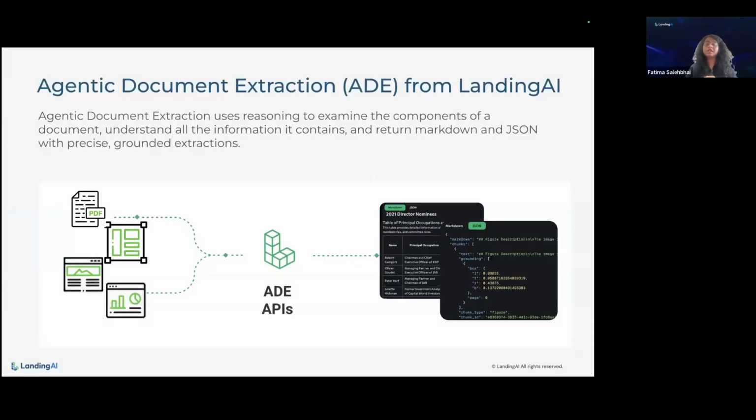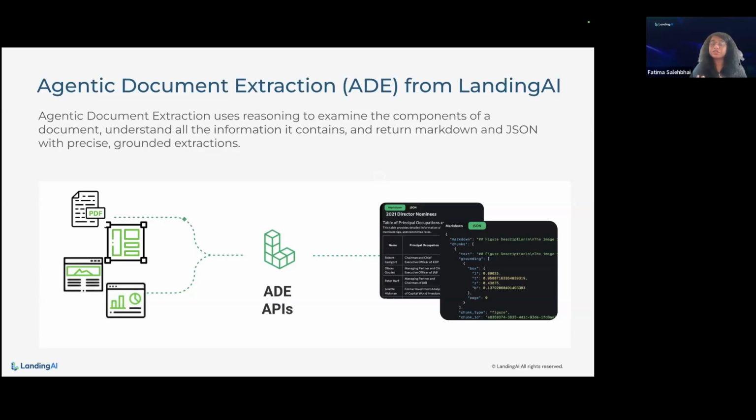So, going into introducing the agentic document extraction product itself, we are an API first product. We have multiple APIs to do the right transformation of data from the documents into the expected downstream output.